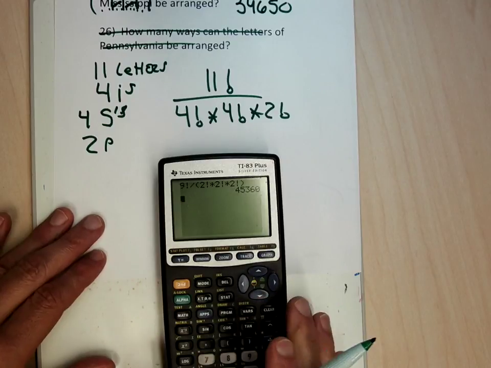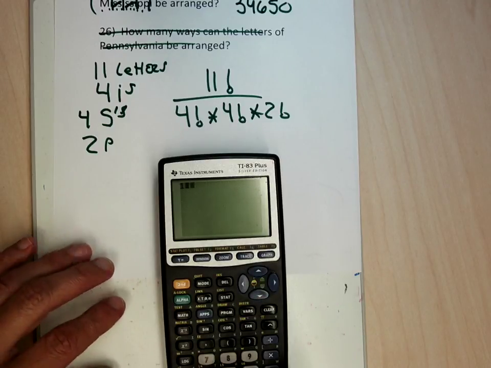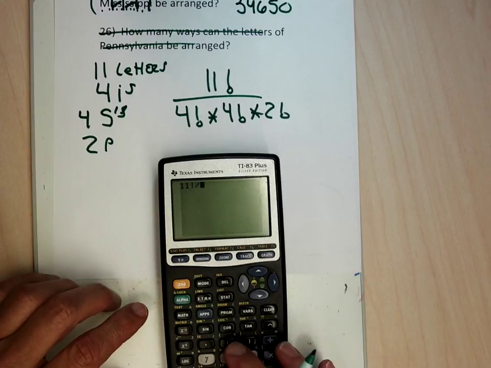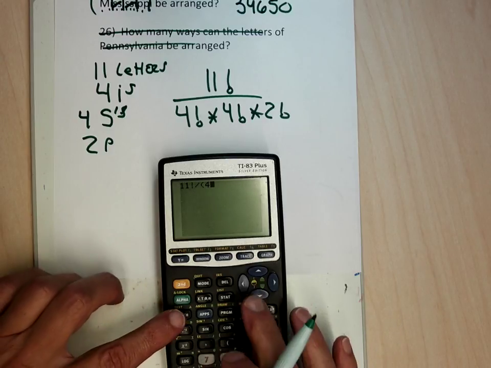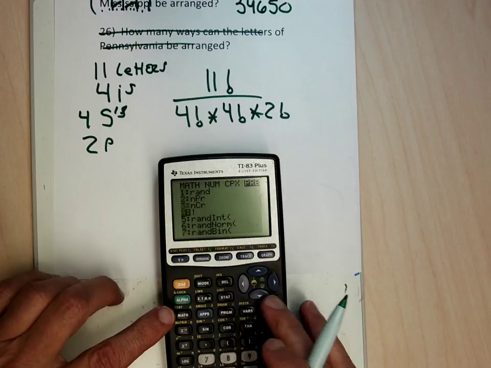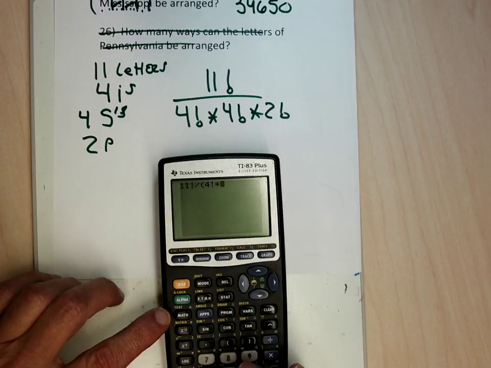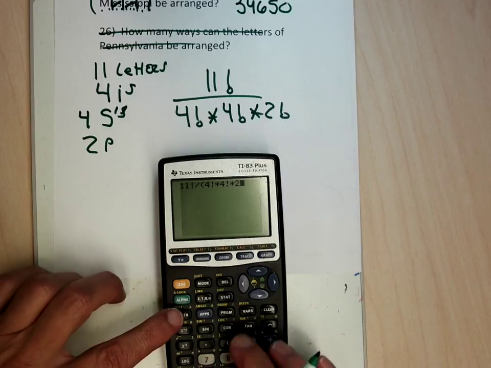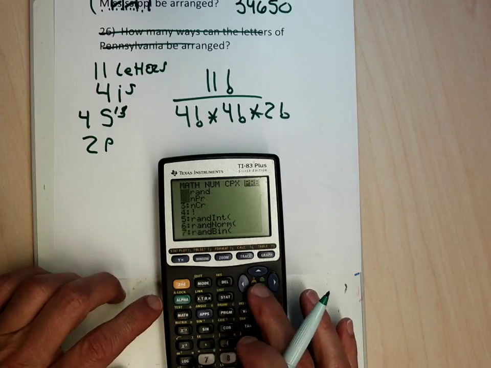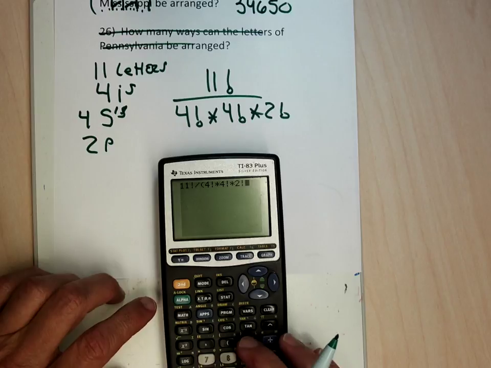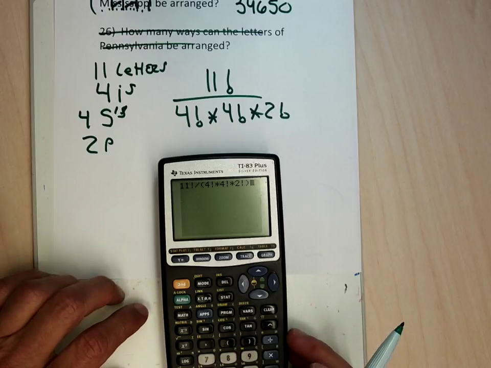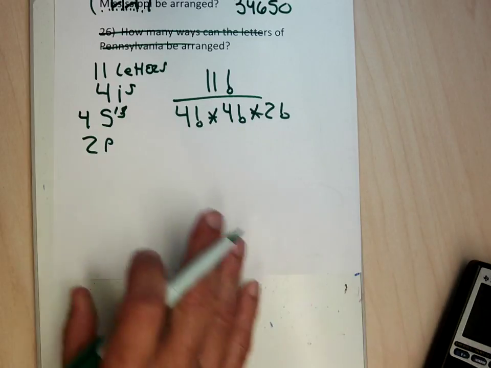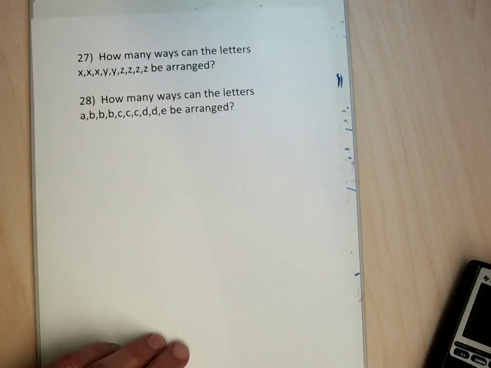So on my calculator, I'm going to go 11 math PRB factorial divided by parentheses 4 math PRB factorial times 4 math PRB factorial times 2 math PRB factorial. Close my parentheses. Hopefully I see 34,650. Perfect, I do. I'll let you give 27 a go.